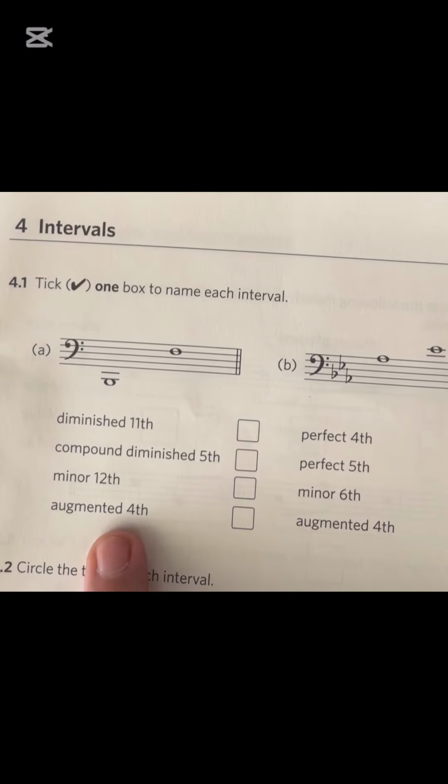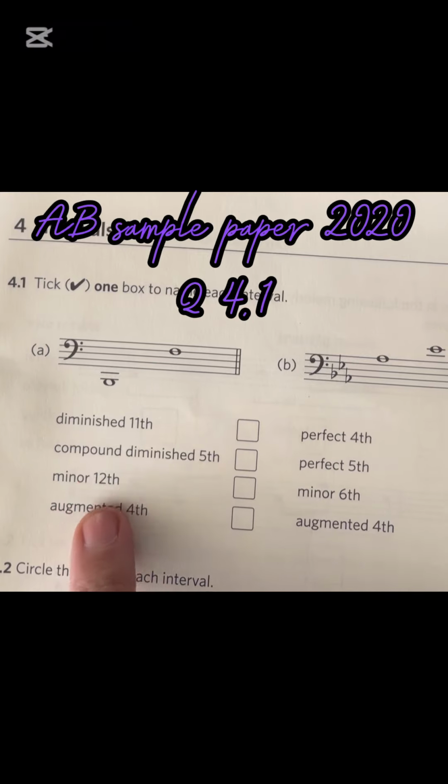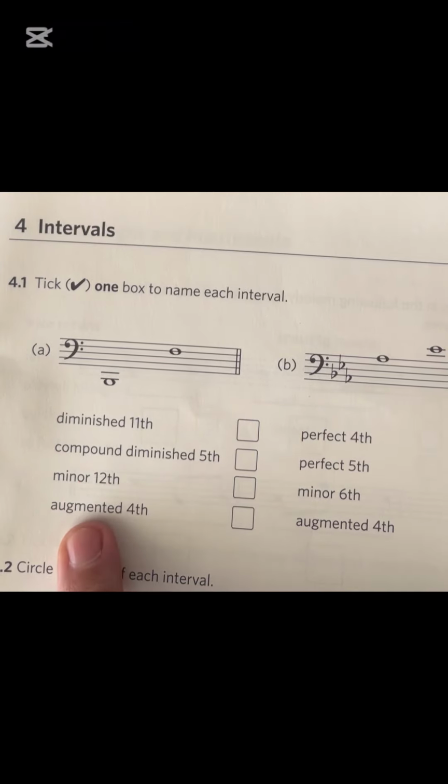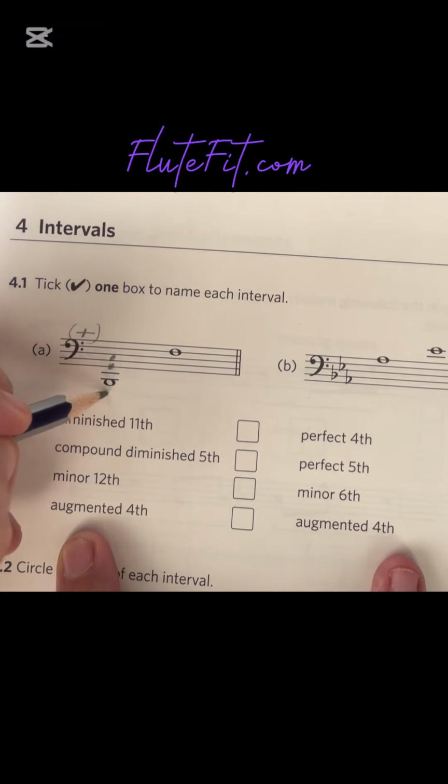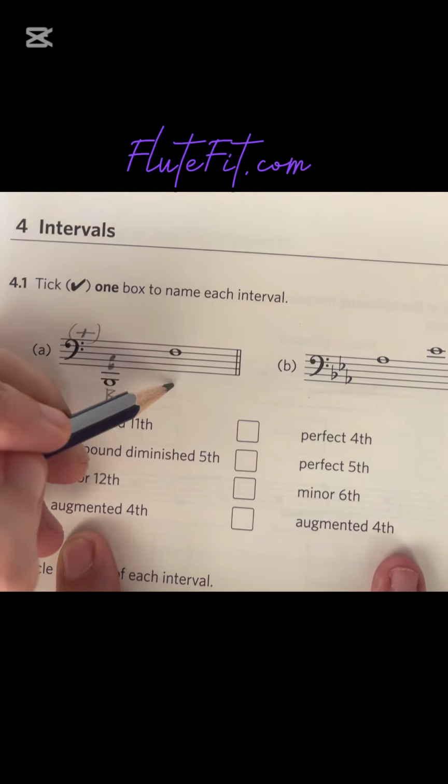Of course, in grade 5, you now have compound intervals, which just means basically that it's over an octave. And we can see here by looking at what we've been given that it is over an octave. In the bass clef, this is our middle C. So G, F, E, D, C, B. So this is a B, and this note here is an F.